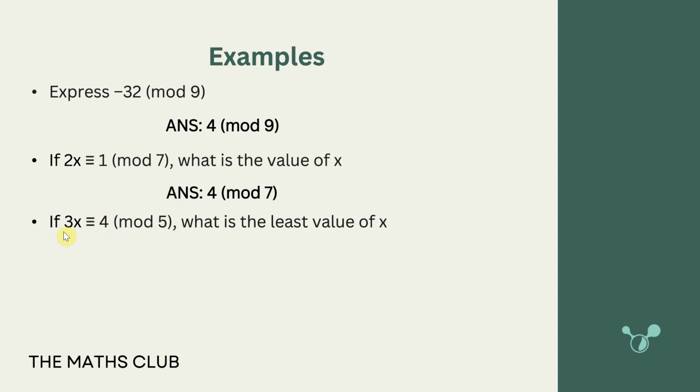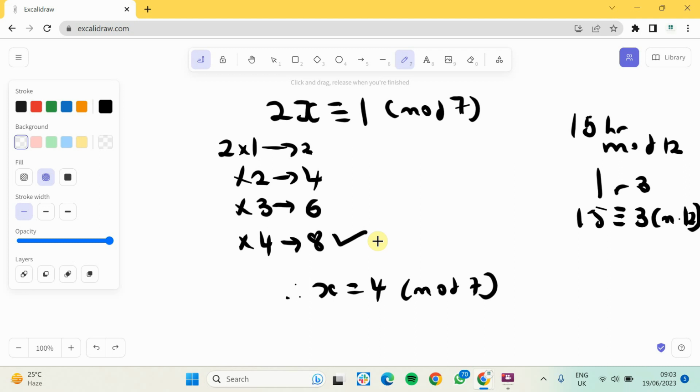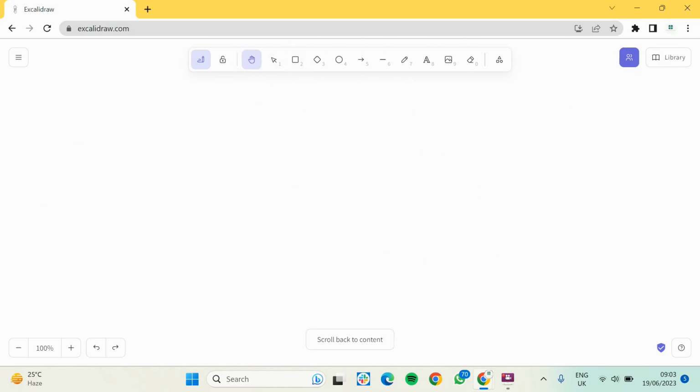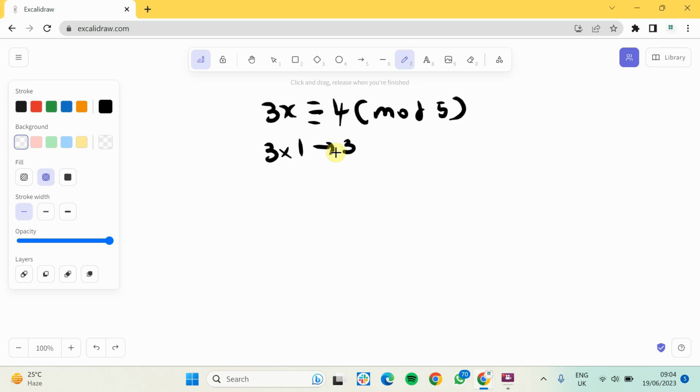What is the least multiple of 3 that if I divide by 5 will give me a remainder of 4? So let's see. I'm sure you already know it. So we have 3x is equal to 4 mod 5. If you look at it, 3 times 1 is 3, right? 3 times 2 is 6. Would that give me the remainder of 4 if I divide by 5?